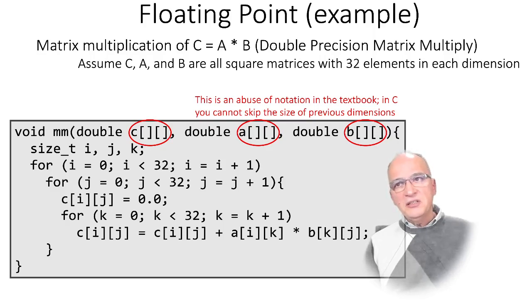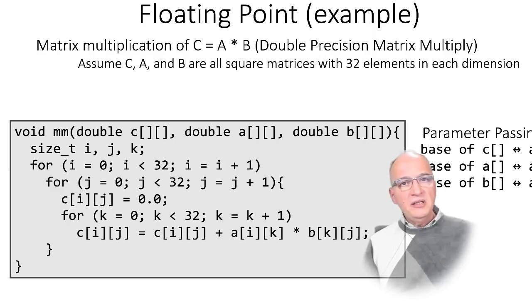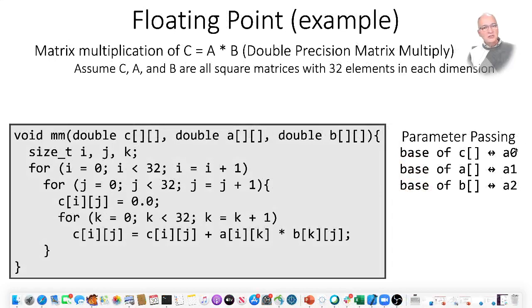This notation here is an abuse of notation in the textbook because in C you cannot have multidimensional pointers like this, so you cannot skip the size of the previous dimension. If I had matrices here of arbitrary size, I would have to pass the sizes of the matrix as parameters. And the assumption that I'll make here is that the base, sorry, there's a cut there, maybe if I change the view in this slide, it will be better. So this version is better.